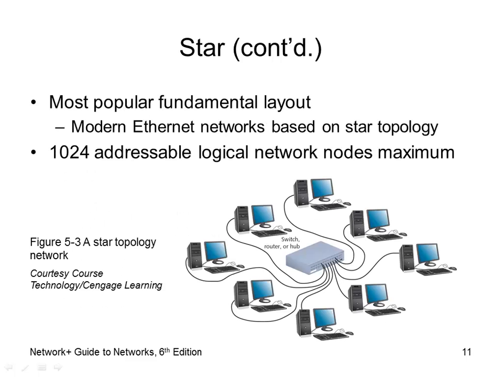So a disadvantage they don't talk about on a star, though, that I'm going to point out, is that there is a single point of failure. There's only one, and luckily that single point is an inexpensive device. In here, we've got one switch back there. If that switch were to fail, this entire network would go down. But the other good side is if one computer goes down, the whole network would stay up. It's the most popular fundamental layout, and you can have up to 1024 logical network nodes on a single network.